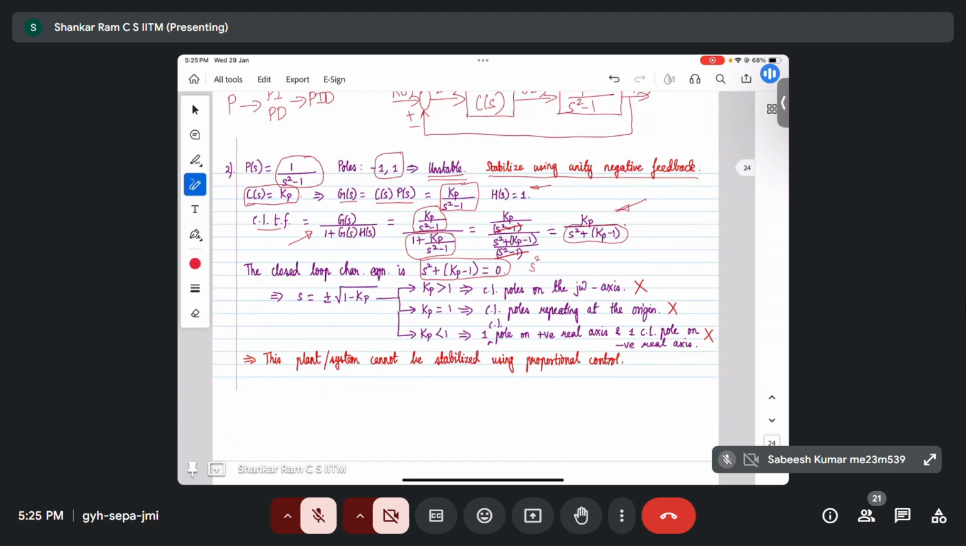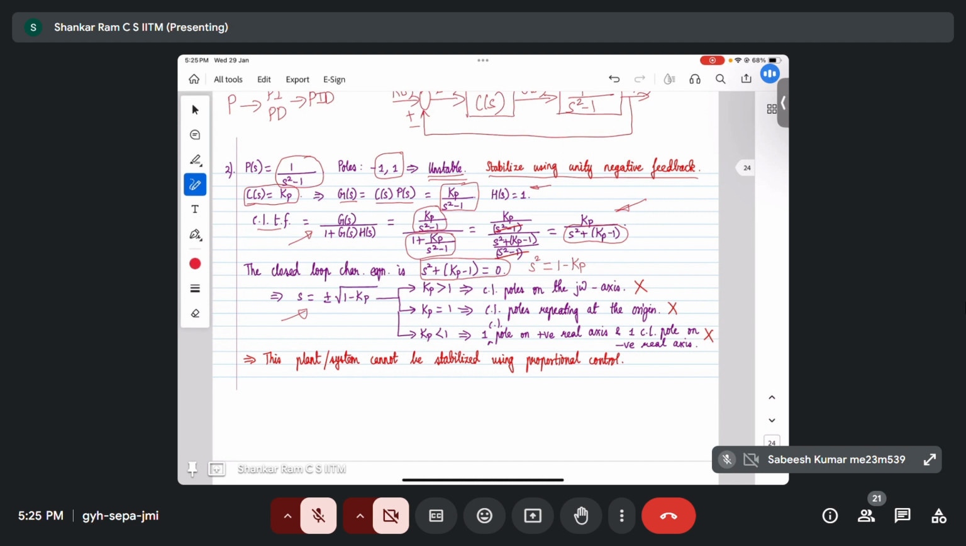So if we simplify this, we get S squared equal to 1 minus Kp. This is a second order polynomial, but there is no S term here, so that's why we are able to process it much more simply. Now, if we take the square root, the closed loop poles are going to be S equals plus or minus square root of 1 minus Kp. So that's what we will be getting.